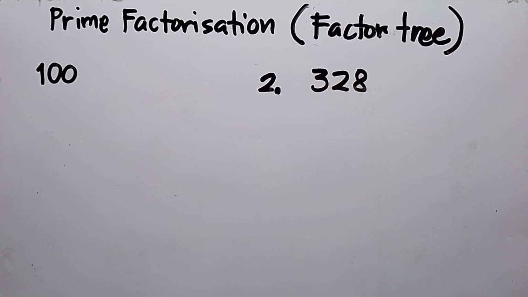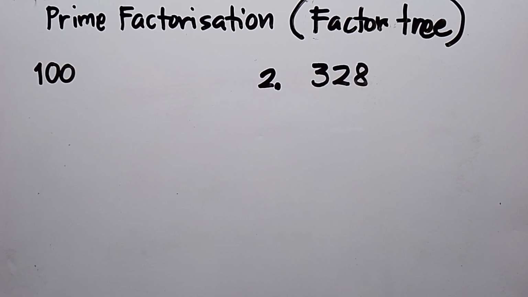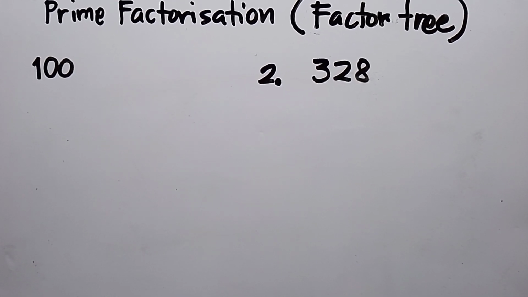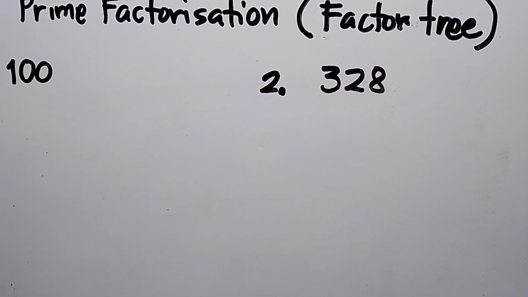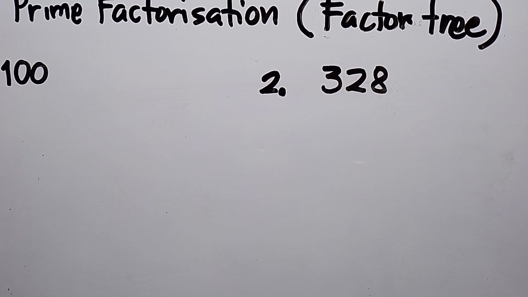Today's topic is about prime factorization. This math is intended for grades 4 and 5. So the simplest solution for solving prime factorization is by using a factor tree. So I have here number 1.